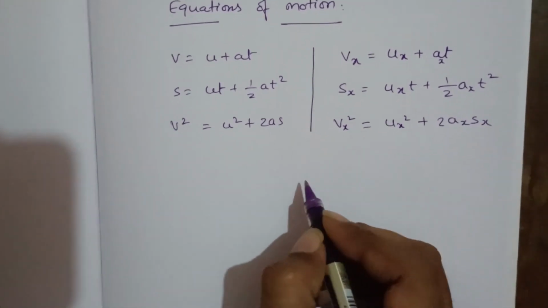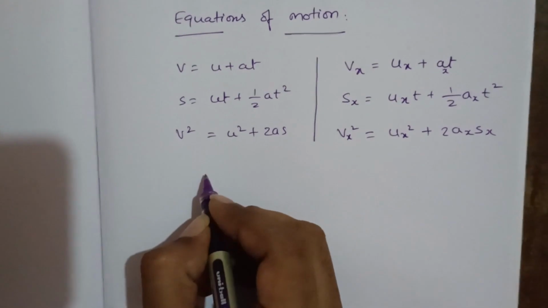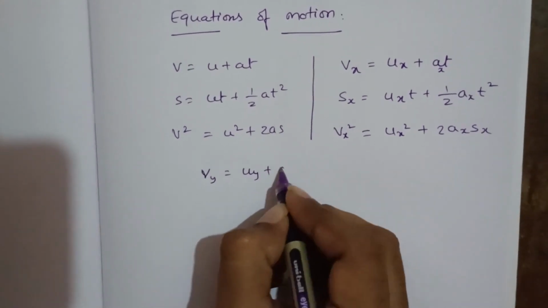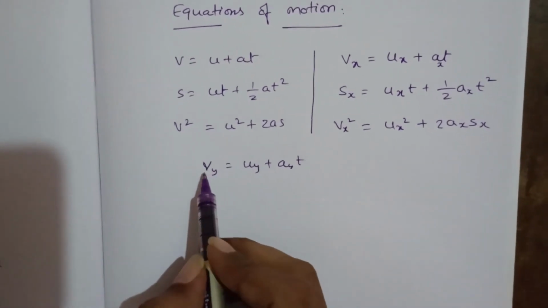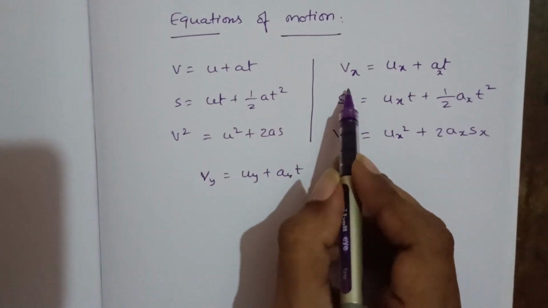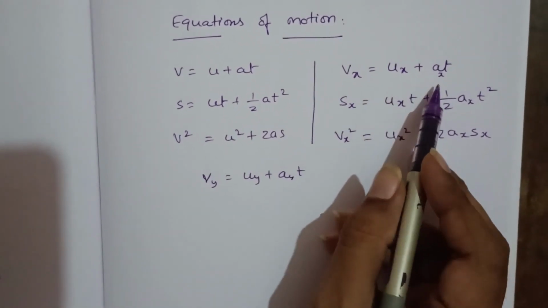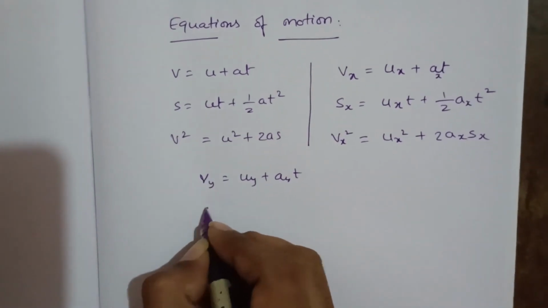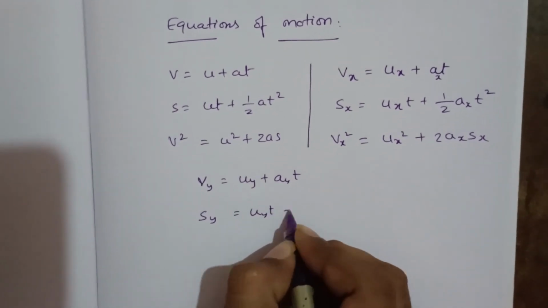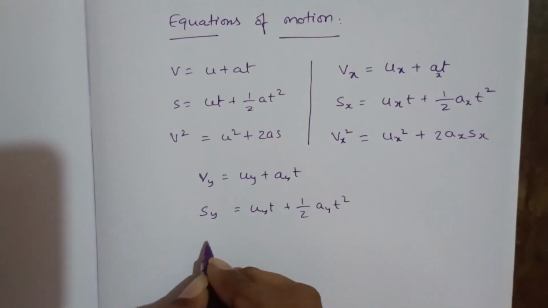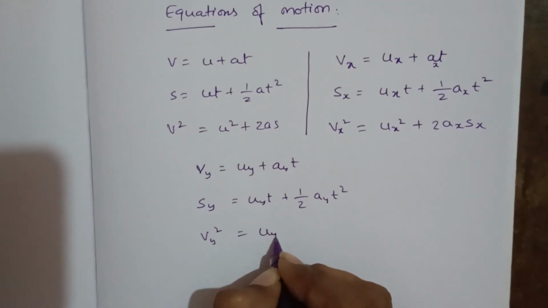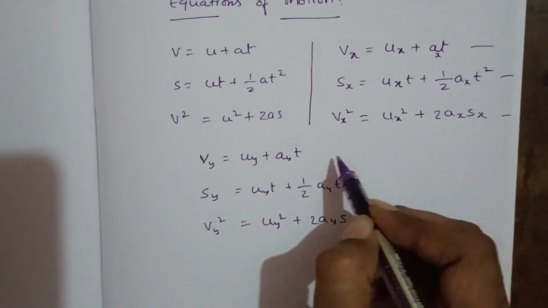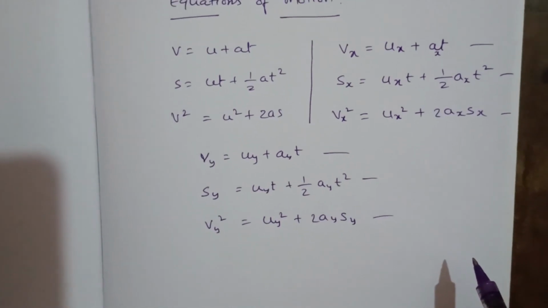If it is moving in the direction of the y-axis, then x is replaced with y: Vy equal to uy plus ayt. Here we have velocity, acceleration and displacement in the x direction. Second equation, sy equal to uyt plus half ayt square. Vy square equal to uy square plus 2ay sy. These are the equations along the x-axis and along the y-axis.